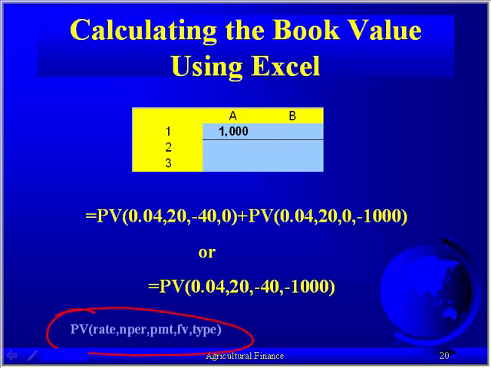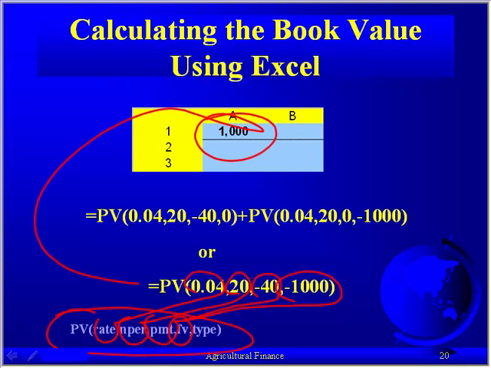We can put equals PV. We put the rate of 4%. The number of periods is 20. The payment is negative 40. And the future value is a negative 1,000. We plug that into our Excel sheet, and we get 1,000.